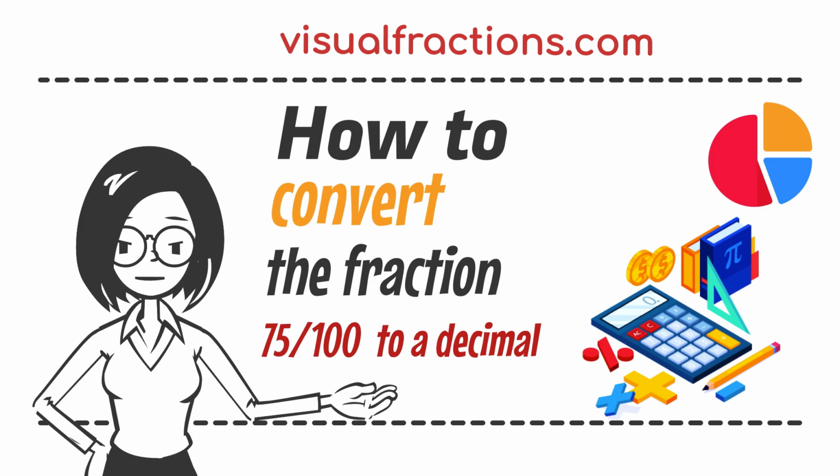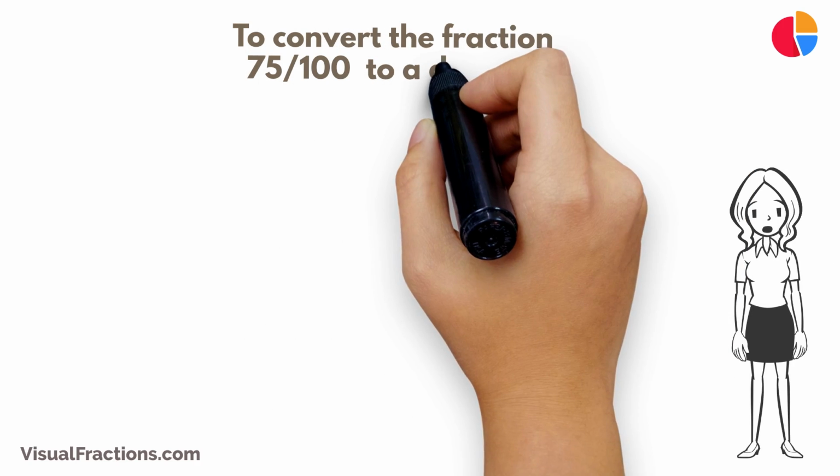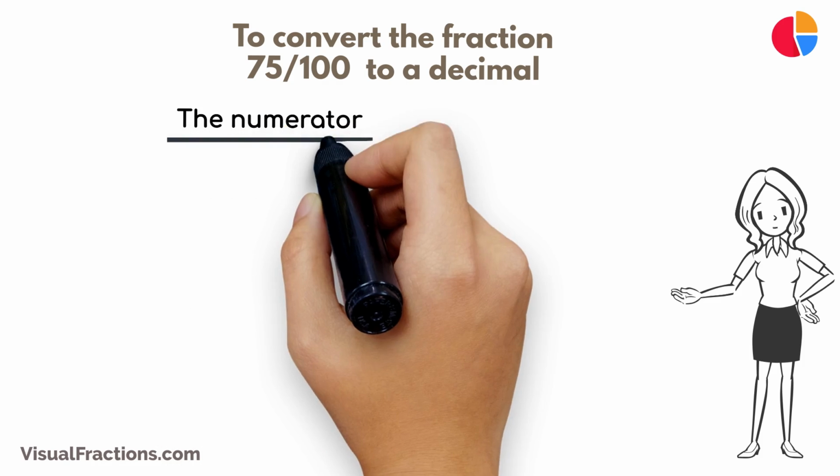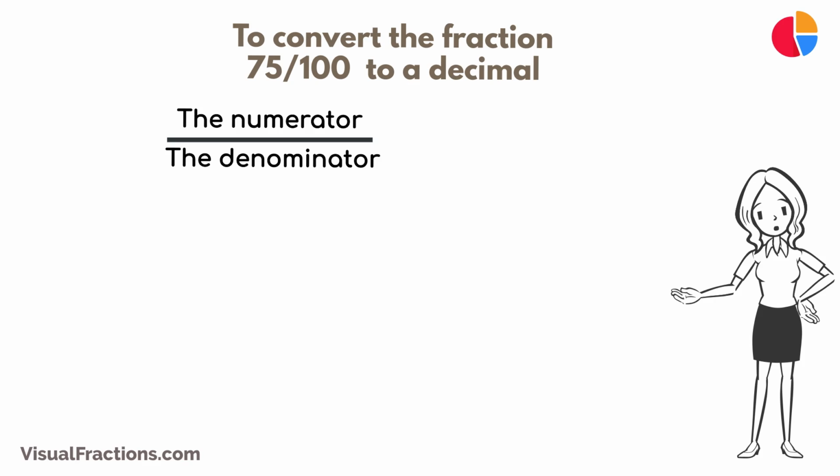Today, we're going to explore how to convert the fraction 75/100ths to a decimal. To convert the fraction 75/100ths to a decimal, all we need to do is divide the numerator, the top number, by the denominator, the bottom number. So, we simply divide 75 by 100. The answer we get is 0.75.